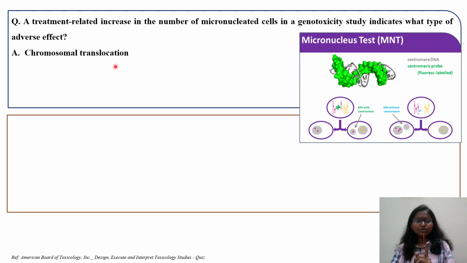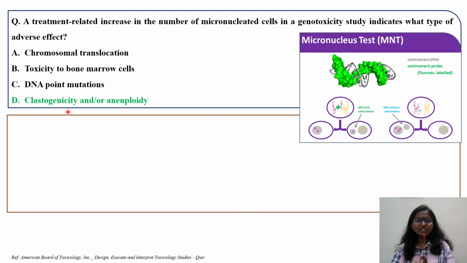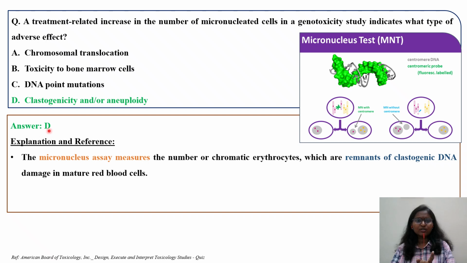Option A is chromosomal translocation. Option B is toxicity to bone marrow cells. Option C is DNA point mutations. And option D is clastogenicity and aneuploidy. So the right answer is in green, that is clastogenicity and aneuploidy.